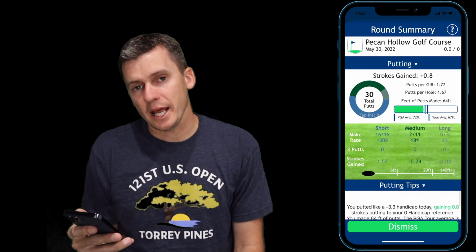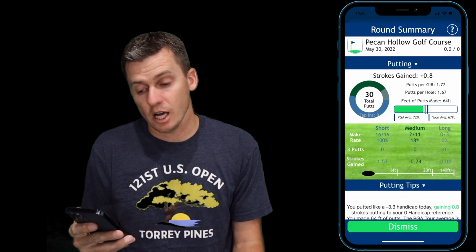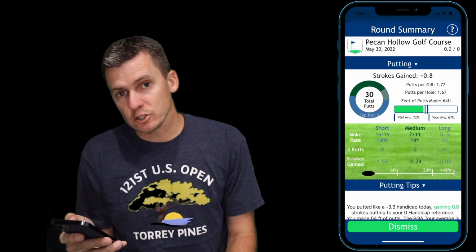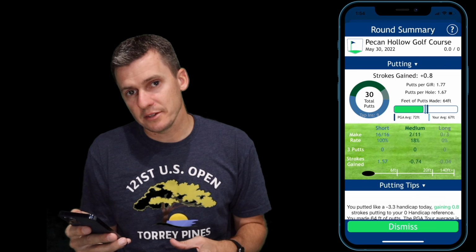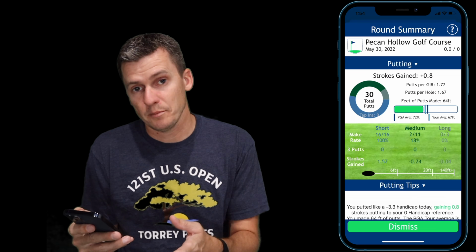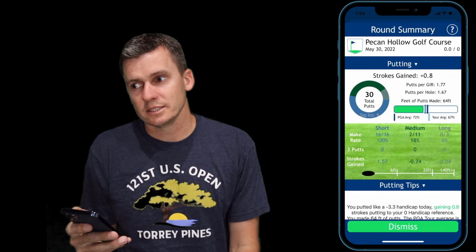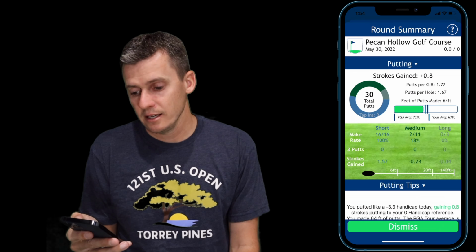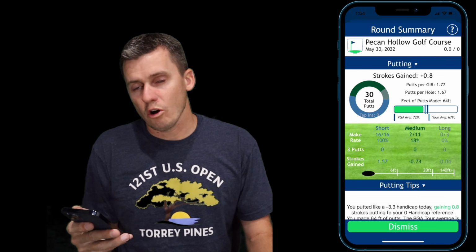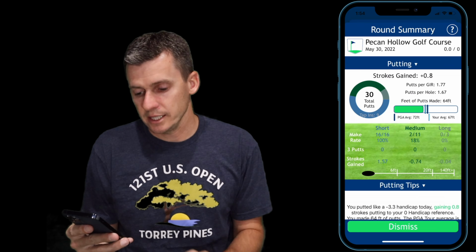Putting, I gained 0.8 strokes on a scratch handicap. Solid. If I look at it, for an average round, a PGA Tour pro makes somewhere around 72 feet of putts. I made 64 feet of putts today, so there was opportunity for me to do better than I did. I'm not mad at the way that I putted. Overall, I was still gaining strokes against a scratch handicap.